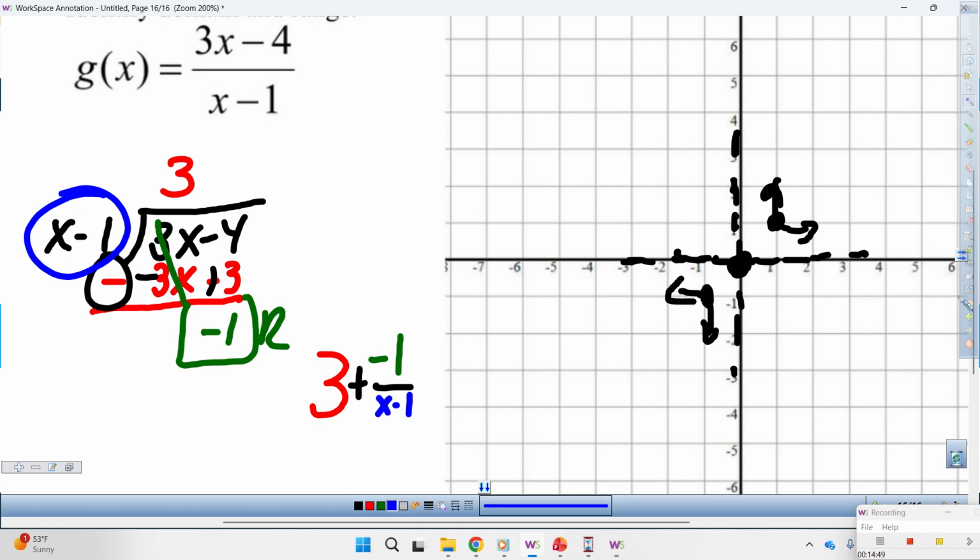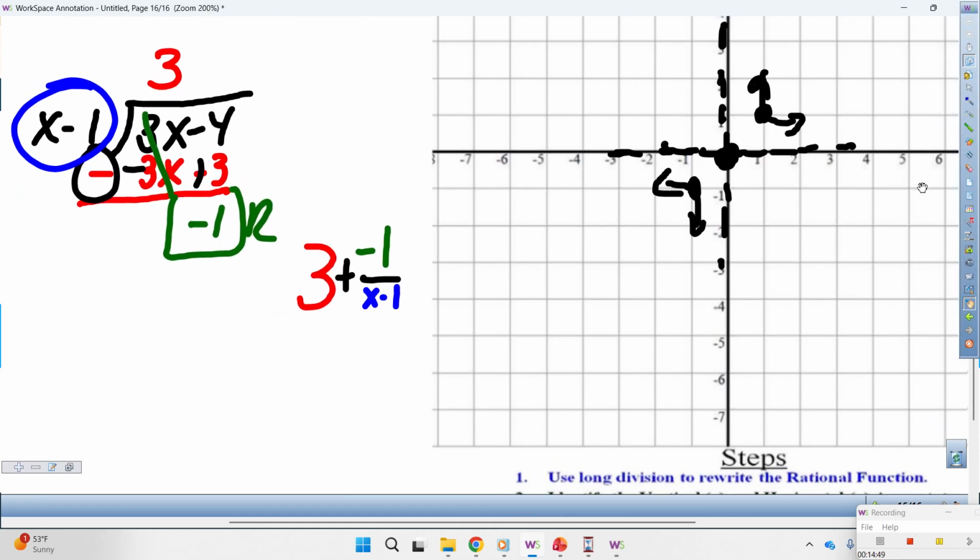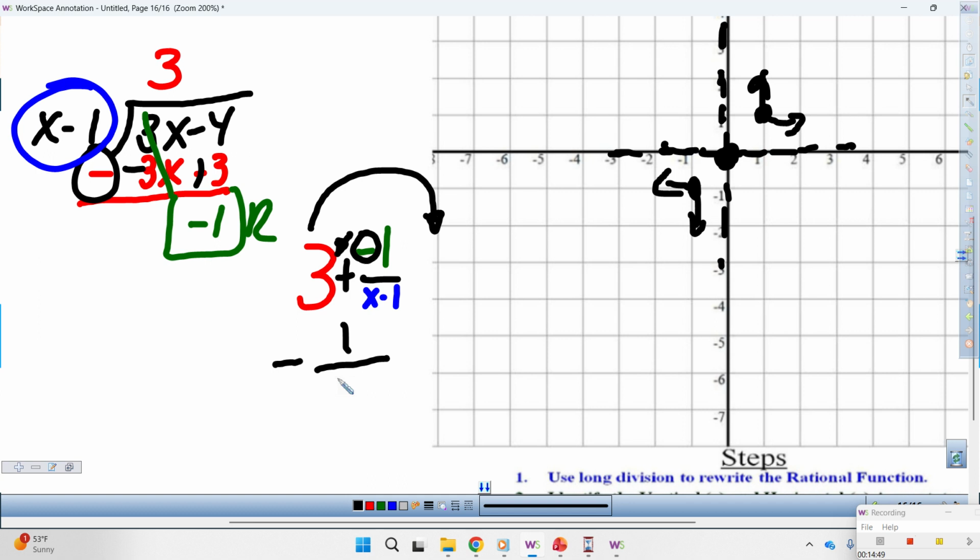However, can we leave it like that? No. Reminder, tell your neighbor what to do with those numbers, please. The 3 goes where? At the end. How about this negative? Goes to the front. So we got negative 1 on top, x minus 1, and at the end we put plus 3, and all that equals g of x.